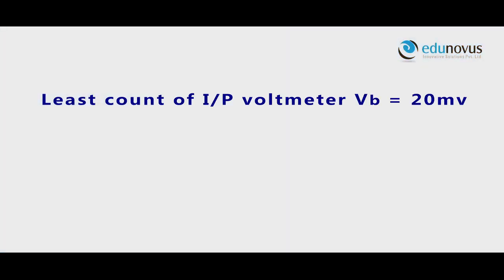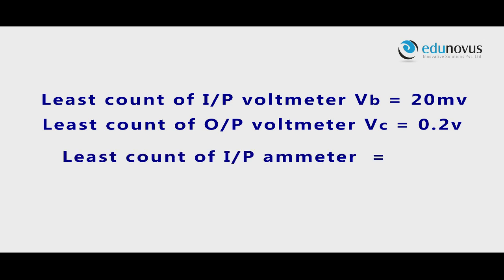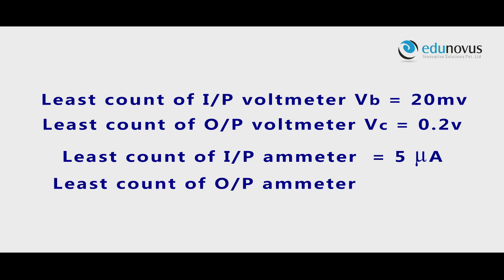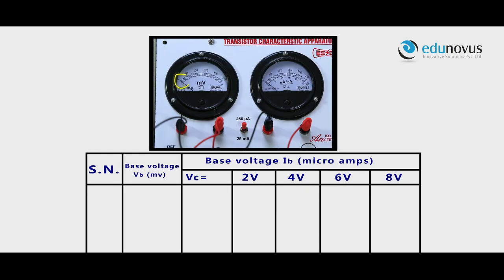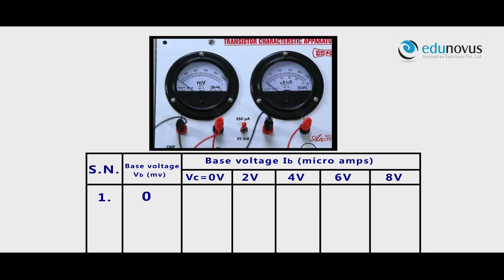Here, the least count of the input voltmeter VB is 20 millivolts and the least count of the output voltmeter VC is 0.2 volts. The least count of the input ammeter, which measures the base current, is 5 microamperes. And finally, the least count of the output ammeter, which measures the collector current, is 0.5 milliamperes. For a base voltage VB of 0 millivolts and collector voltage VC of 0 volts, base current IB is equal to 0.